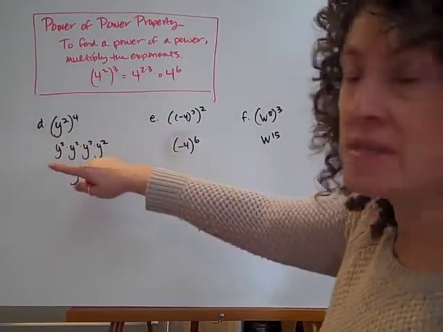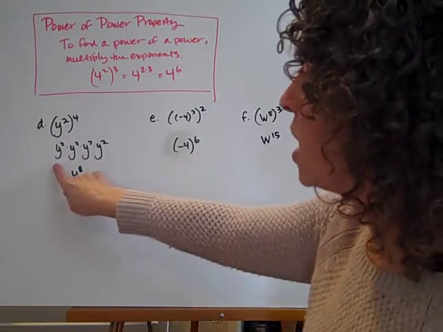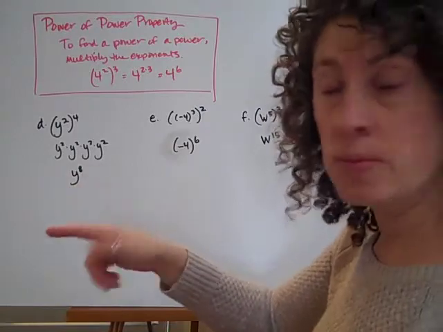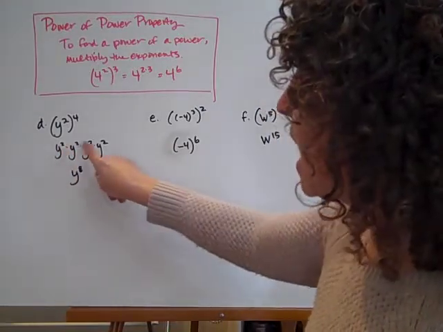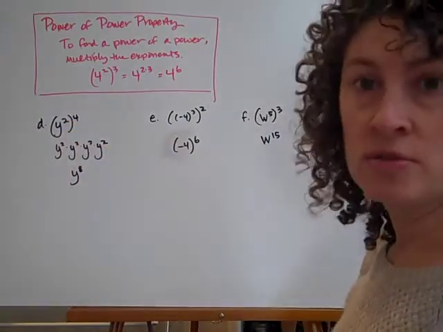All right, so let's apply this in some of these. We're going to simplify these. y to the second to the fourth power. So this is y to the second times y to the second times y to the second times y to the second, which if again I go back to my other rule there, I'm going to keep the base and add all of those exponents. We get y to the 8th. But again, the shortcut here, I can multiply this 2 times 4.